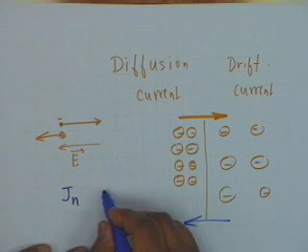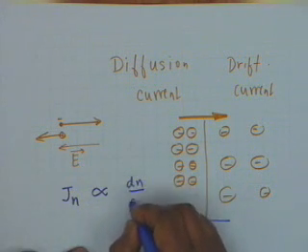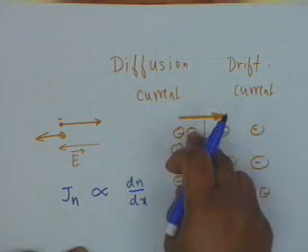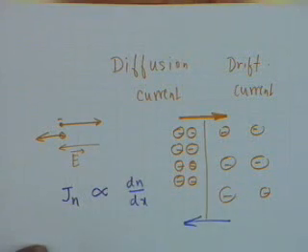Jn, the current density, is proportional to the concentration gradient, that is dn dx. If the concentration here is 10 times larger, then the current density shall also be 10 times larger, because the flow is directly proportional to the concentration gradient. If there is no concentration gradient, there is no flow. Alright, the diffusion flow is directly proportional to the concentration gradient dn dx.